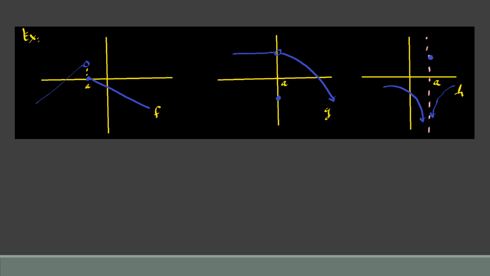Given the graphs of three discontinuous functions, you classify the discontinuity as to whether it is a removable discontinuity or an essential discontinuity. And if it is an essential discontinuity, further classify it as a jump discontinuity or an infinite discontinuity. So I'm giving you a few moments to answer the type of discontinuity for the given functions.